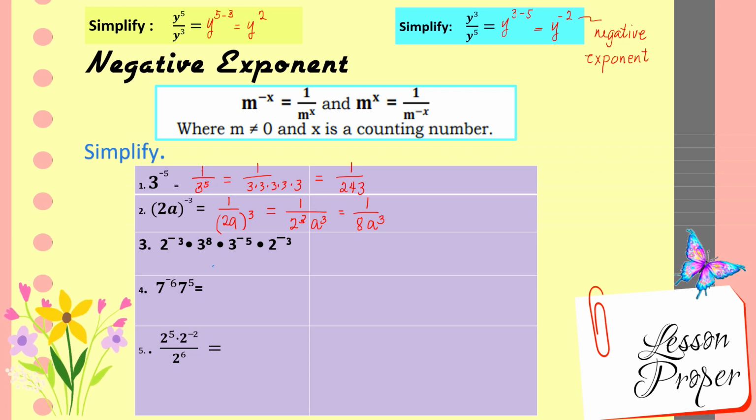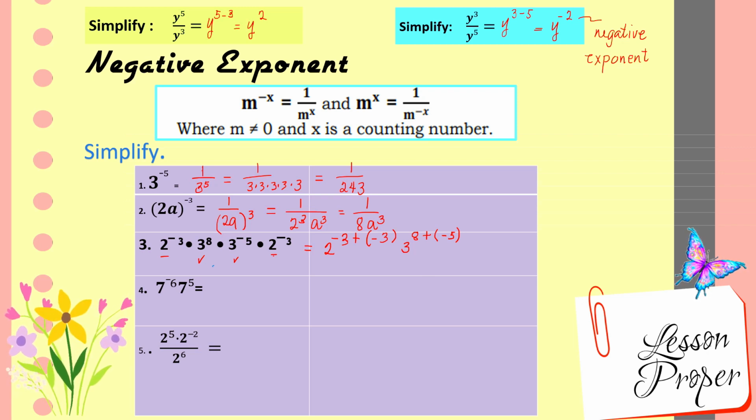So, the product of 2, copy, and then add their exponent. So, negative 2, and then plus, yung pangalawang 2 has a negative exponent, and then, yung 3 naman, copy the base, 3, and then the exponent is 8, plus, and then negative 5. Do not forget to include the negative sign of the exponent kasi kasama lagi yan.